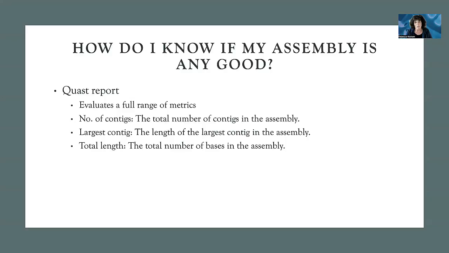I get this question all the time when I work with people. How do I know if my assembly is any good? In fact, I got a question from a user just the other day about that. And this is pretty much what I told them. Within the assembly, you can run something called a QUAST report, and it gives you a whole bunch of information. But some of the things that I use to judge it are the number of contigs, how big the largest contig is, and the total length. Is the length of the assembly coming up being close to what I think this pathogen should be or this genome should be?